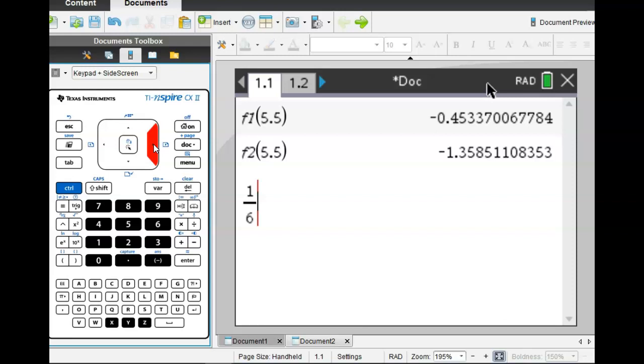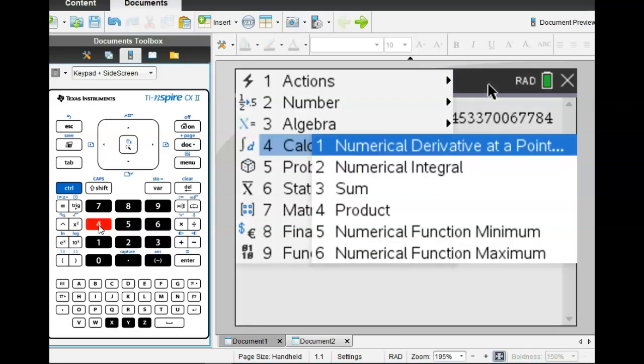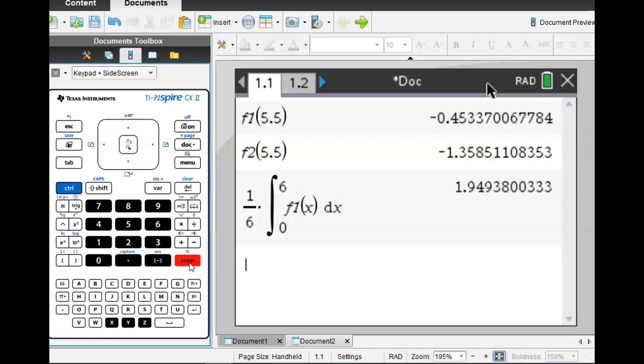All right, so now we hit menu. What do we want to do? Calculus, 4. What do we want to do? An integral, number 2. Okay, then we put 0 at the bottom. Arrow up, put 6 in the top. Now, was our V F1 or F2? F1, so I can pick F1 here, and I have to put F1 of x, and then I have to say dx. That's it. Boom. That gives it to you.